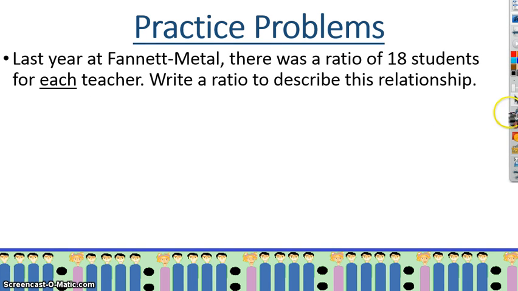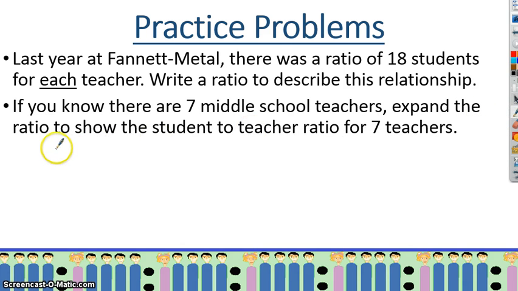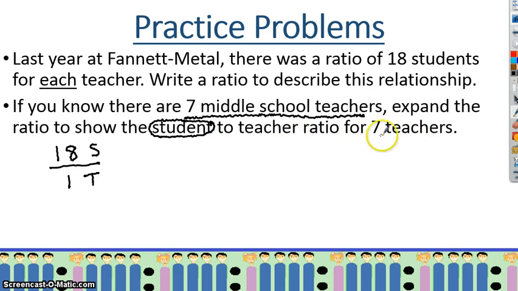Last year at Phantom Meadow, there was a ratio of 18 students for each teacher. What does the word each imply? How many? 1. So when we write this ratio, we would describe it as 18 to 1. So let's think about expanding this 18 students to 1 teacher ratio. If we know that there's really 7 middle school teachers, expand the ratio to show how many students there would be for 7 teachers. So what would I have to expand the first ratio by to end up with 7 teachers instead of 1? I would need to multiply by 7.